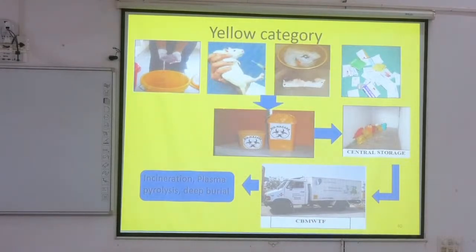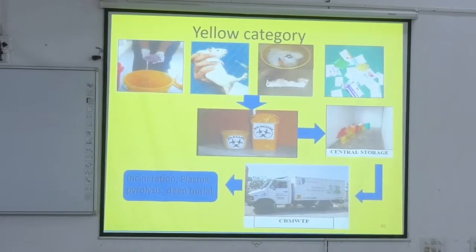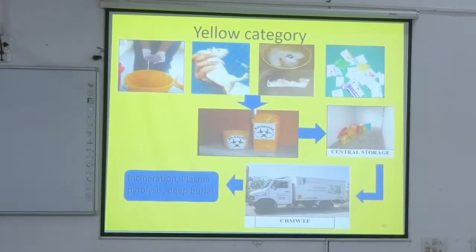In the yellow category, any animal body parts or human body parts you can discard, and even some pharmaceutical waste also, and you have to store it in different containers. If it is anatomical waste, you have to store it in a different yellow color container. If it is cytotoxic or genotoxic, you have to store it in a different yellow color container. Then in the central storage facility, you can store it for only 48 hours. Always it is 48 hours.